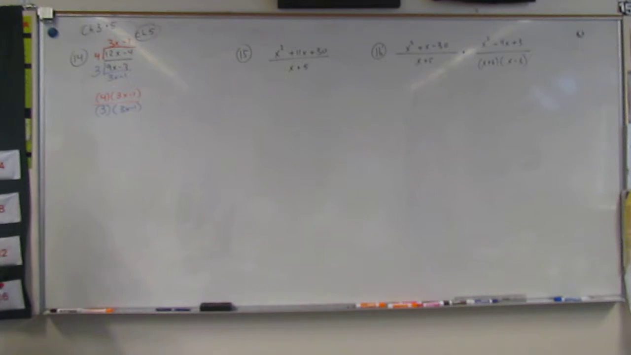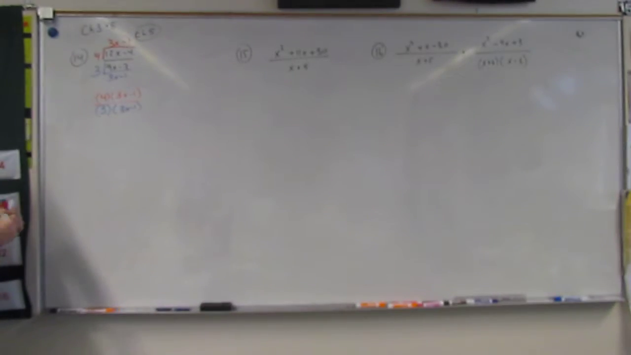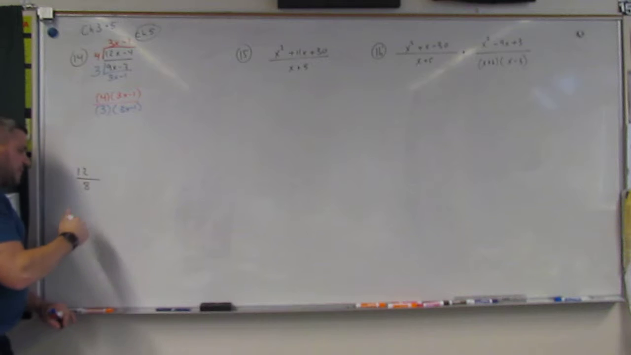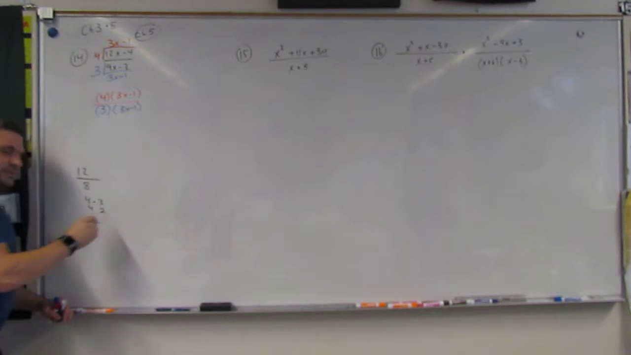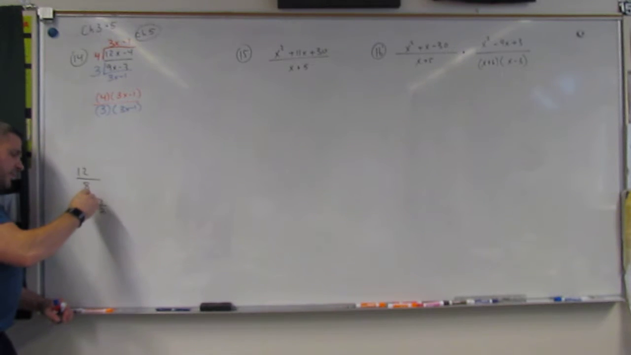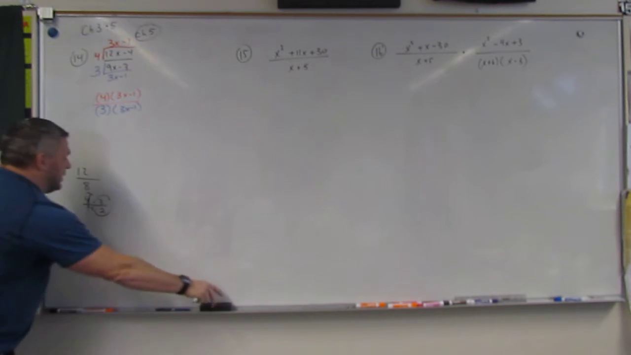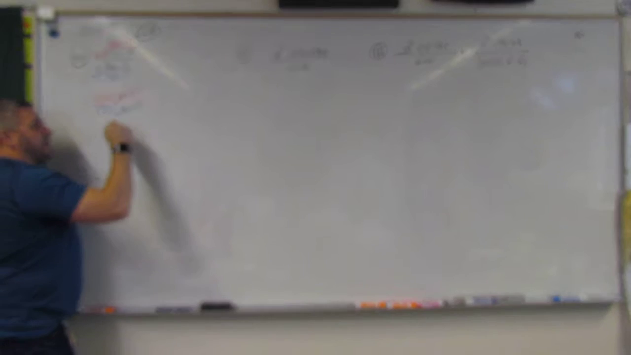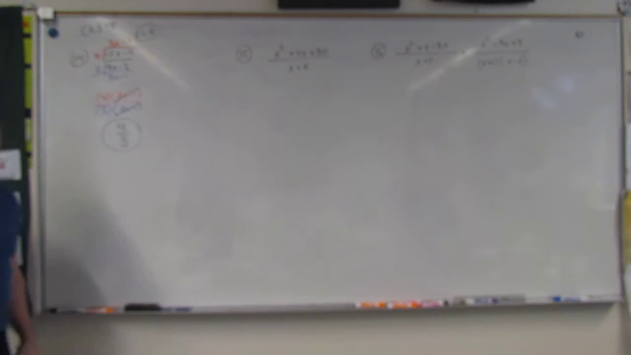So is there anything the same on the top and the bottom? Yeah, 3x minus 1. So it's a lot like if you had, say, 12 over 8, right? And you broke those up as this is 4 times 3, and this is 4 times 2, right? And you would go, okay, well, the 4's cancel. That makes sense, right? And you get 3 halves. Okay? The same thing. These cancel, and so you get 4 thirds. And that's it. That's all we're doing. Okay?